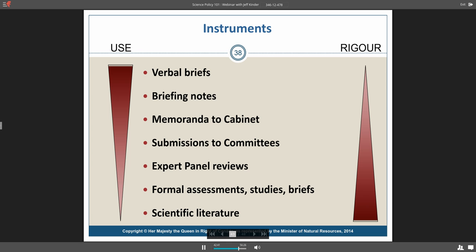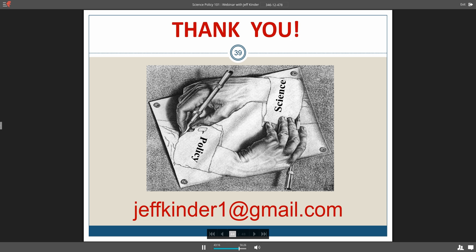And the final thought here, of course, is that in the science world, we're very comfortable with journal articles, formal assessments and expert panel reviews. They're very rigorous. The problem is there's a bit of an inverse relationship between rigor and what instruments are actually used in the policy world, which are briefing notes and verbal briefs. So we lose some of the rigor, but those are the instruments that are actually used in policy. So again, we need to understand how we best communicate the science in a way that the policy world can take it up. And with that, I am going to stop and open it up for discussion.